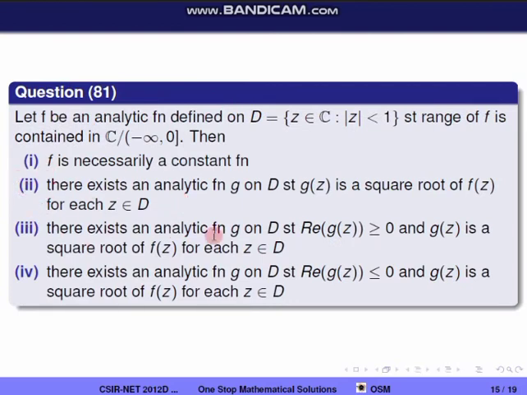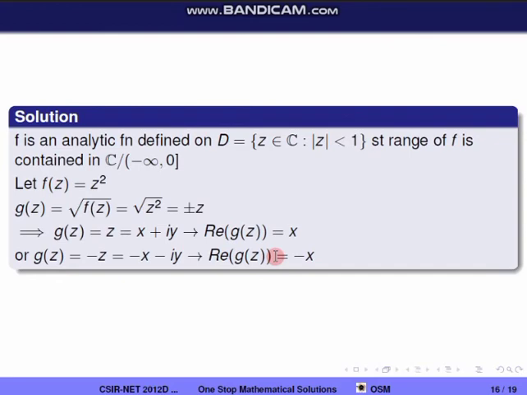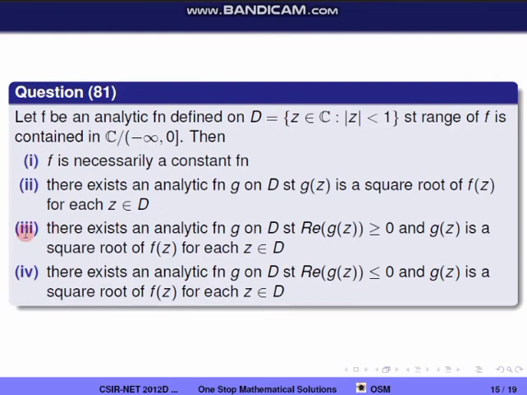There exists an analytic function g such that the real part is greater than or equal to 0 and g(z) is the square root of f(z) for each z in D. So we'll check that. If you take g(z) to be z, then the real part of g(z) is greater than 0 and g(z) is the square root of f(z). So the third option is also correct. By a similar argument, the fourth option is also correct. So the correct options are 2, 3 and 4.